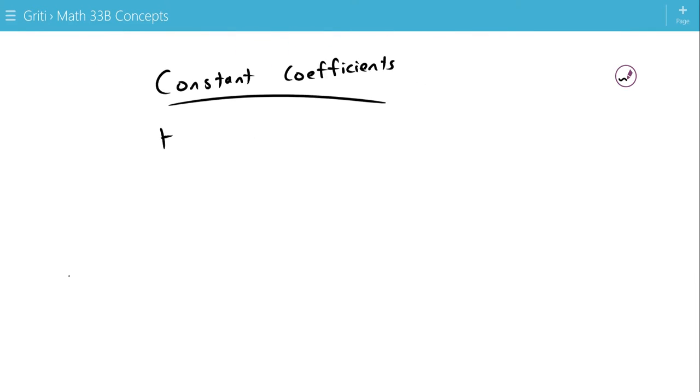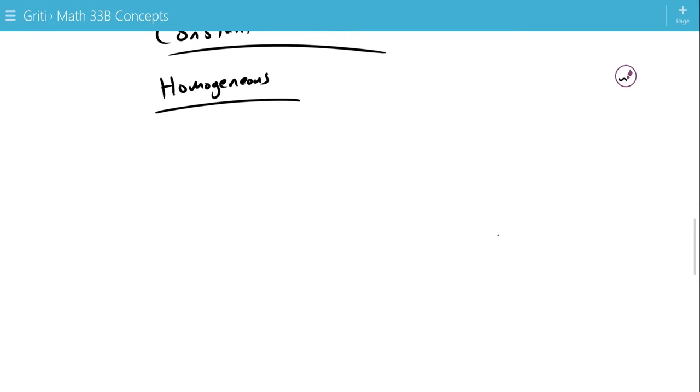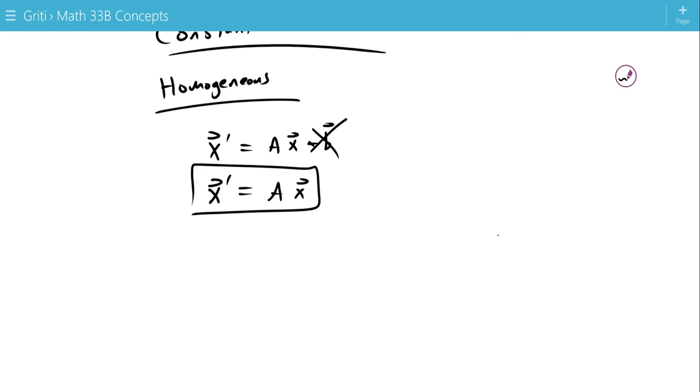Usually we're going to talk about homogeneous equations. And that means that our equation will not look like this, but they'll look like this. So this b term will go to 0. So now we want to look at the structure of our solutions.